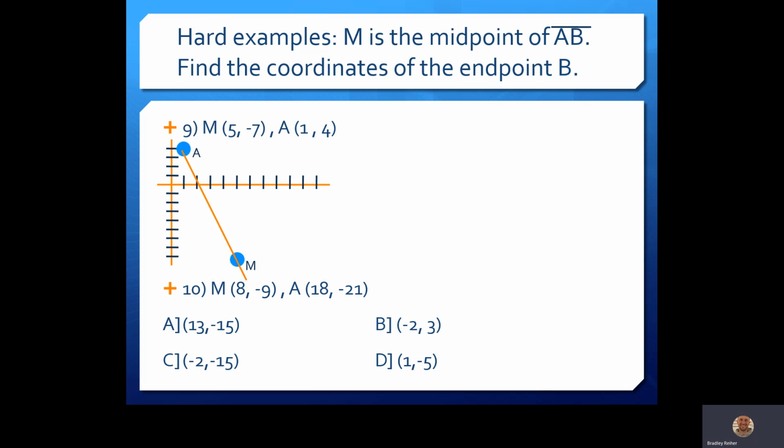Okay, so you can use the midpoint formula backwards to find coordinates of endpoints. If you know a midpoint and an endpoint and you need the other endpoint, that's the strategy that you use.